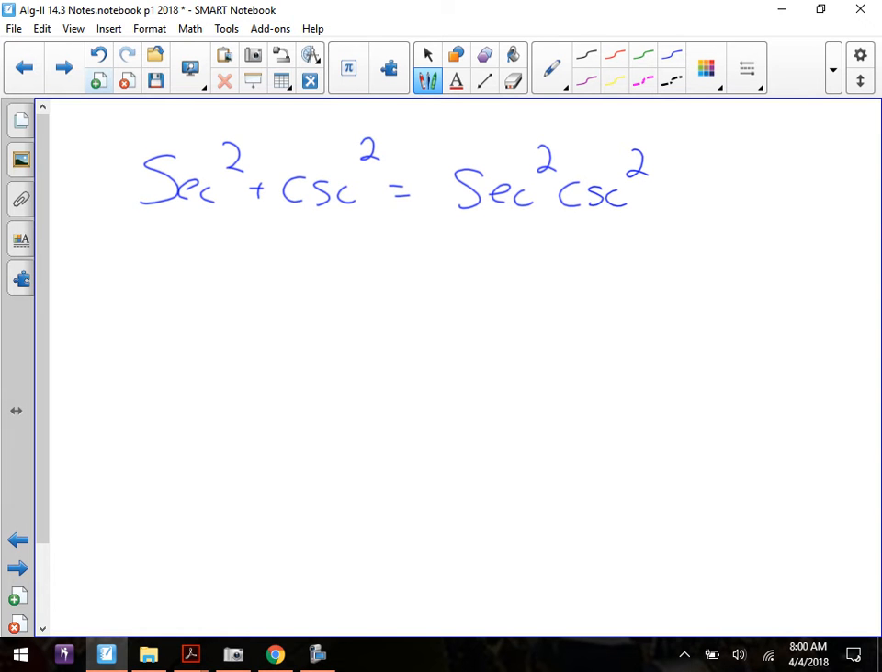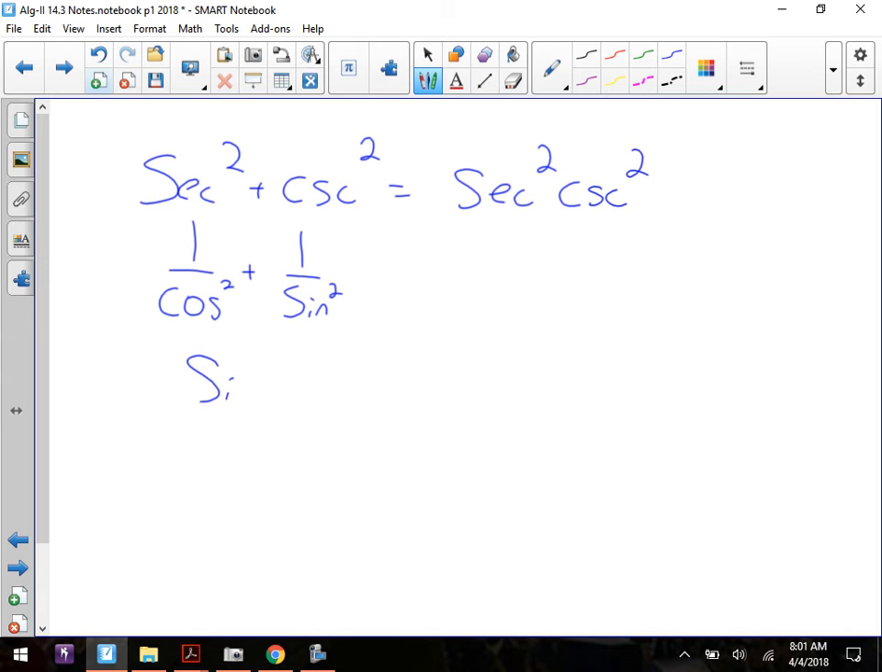This is another very common style problem. A lot of times when you start with addition between two terms and you end with multiplication, that just means there had to be some sort of common denominator to make it work. You had to get a common denominator to change addition or subtraction into multiplication. So in order to do that, I've got to rewrite secant and cosecant as sines and cosines. So I write it as 1 over cosine squared plus 1 over sine squared. And then from there, the common denominator would be cosine squared, sine squared.